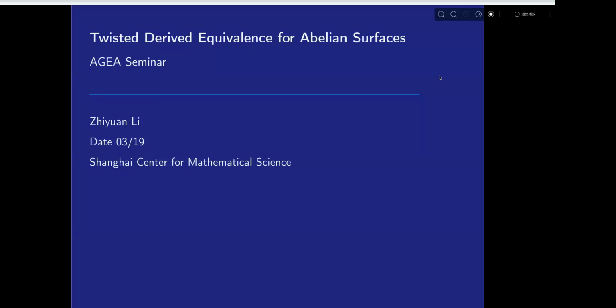Today I'm going to talk about the twisted equivalence between abelian surfaces. Actually, this work is largely motivated by the work on K3 surfaces. Hopefully I will explain the story on K3 and then explain what's happening for abelian surfaces. So let's start.